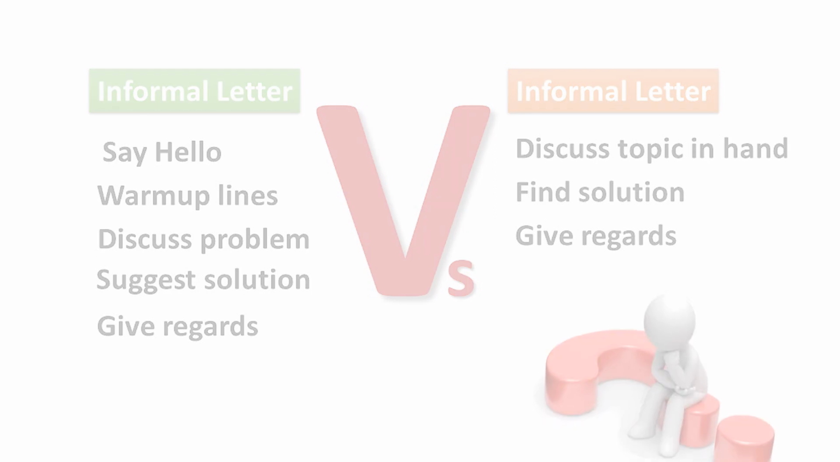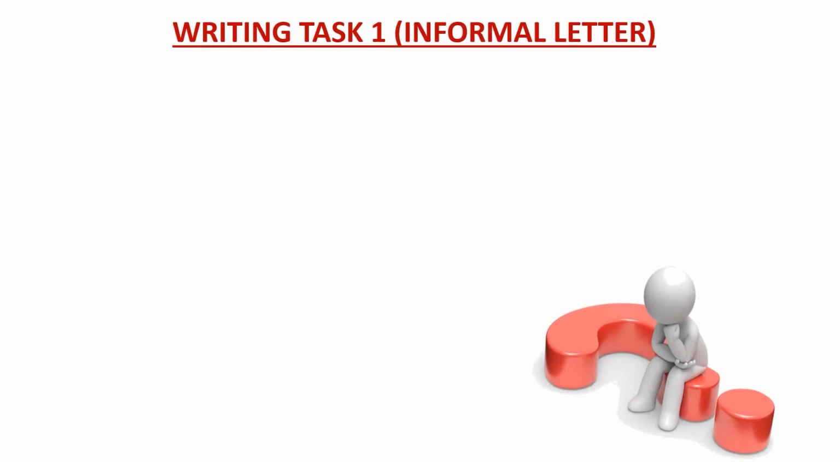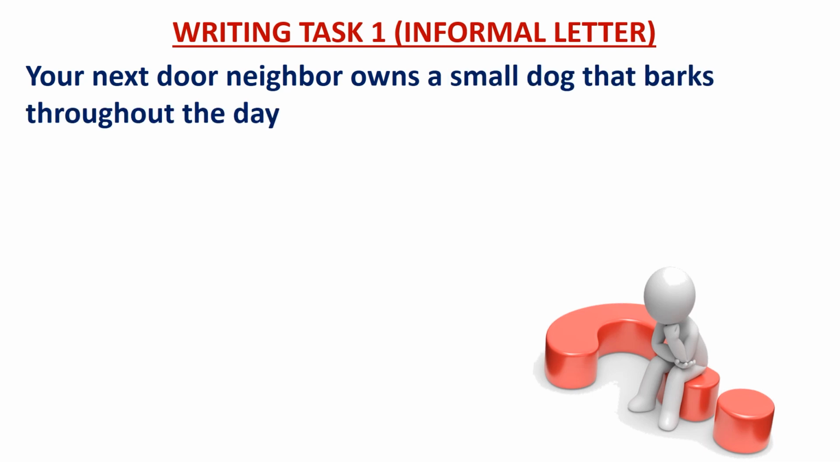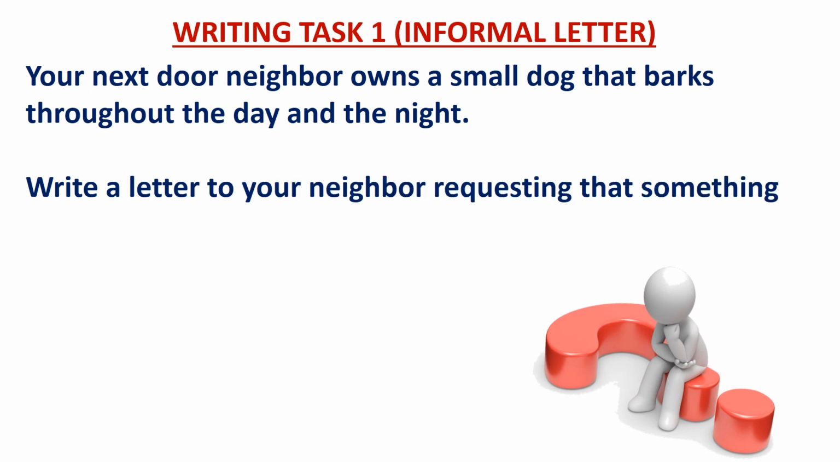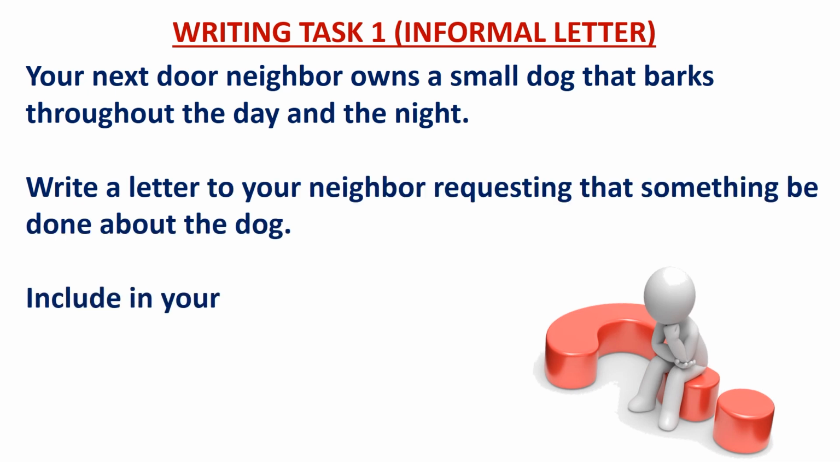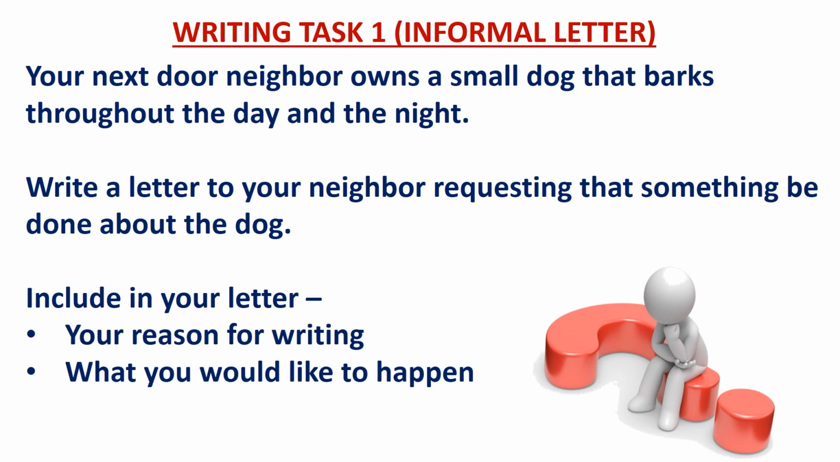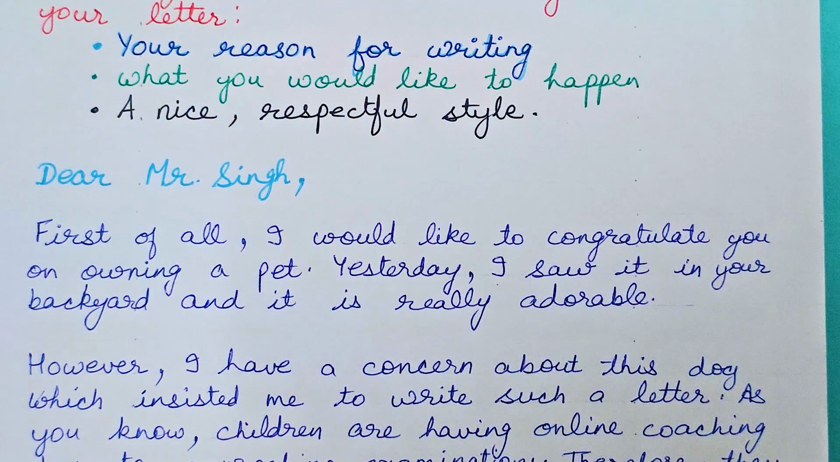Let's look at the question. It's an informal letter and it says, your next door neighbor owns a small dog that barks throughout the day and the night. Write a letter to your neighbor requesting that something be done about the dog. Include in your letter your reason for writing, what you would like to happen, in a nice, respectful style. Here you have to write to your neighbor and complain about their dog who is barking day and night. You have to be very polite in this letter because it is the demand of the third point of the letter. Let's look at the answer.